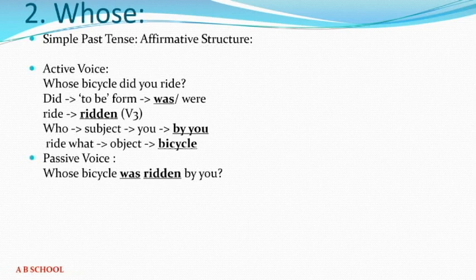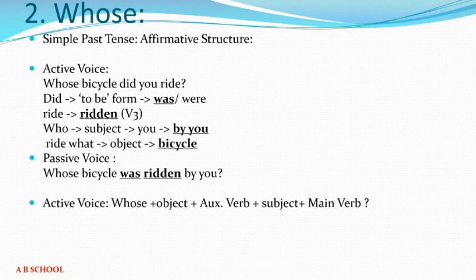I hope, children, you are able to identify each and every word conversion with this explanation. And to make your understanding better, please consider other sentences which are similar to this example that we are quoting here. Now the active voice formula is, as it is in the example, you can match and understand. Whose plus the object. Always whose something. Right? So that something is the object. Plus the auxiliary verb, plus the subject, plus the main verb, and question mark. This is the formula in general.